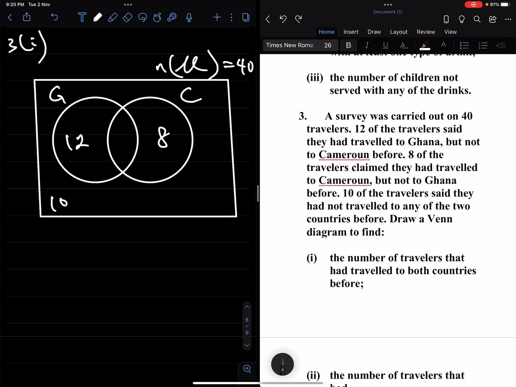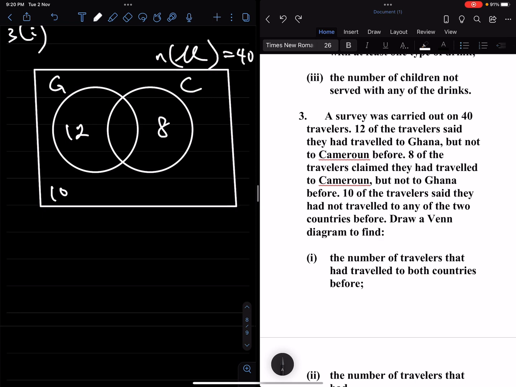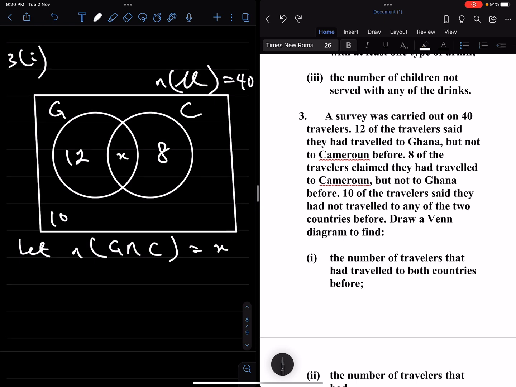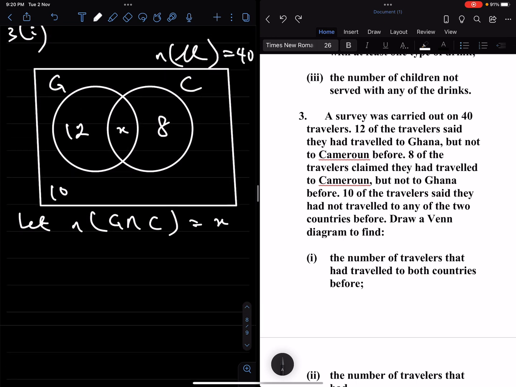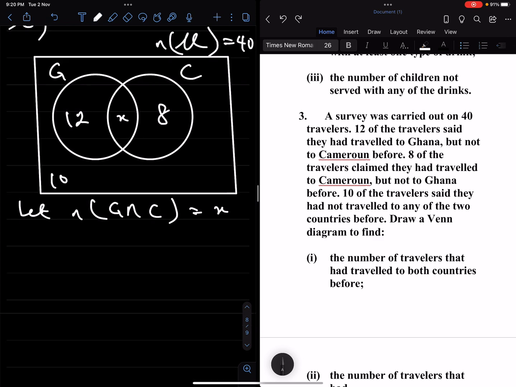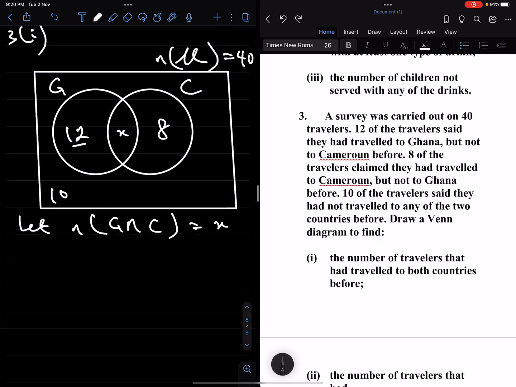Okay, draw a Venn diagram to find the number of travelers that had traveled to both countries. So let that be X. I'm calling, let the number of elements in the set G intersection C, which represents the number of travelers who had gone to both countries before, Ghana and Cameroon, be X. Now, how do I find X? Of course, I know that those 12 plus X plus 8 plus 10 is going to give me 40. That's how I'm going to find X.